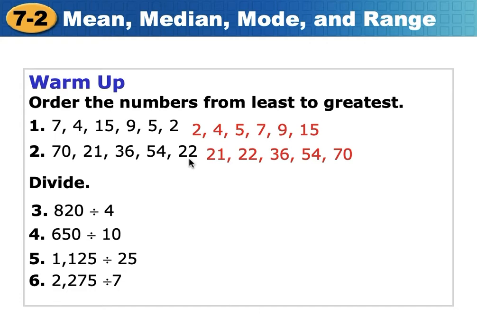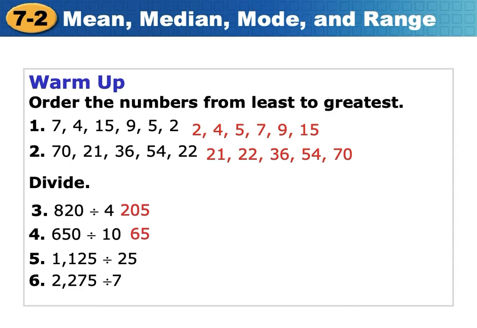Okay, now dividing numbers, you must know how to do your long division here. 820 divided by 4, what will be the answer? You see that we'll get this one as the answer. Right, we go to number 4, 650 divided by 10. If you divide this one by 10, you see that you get 65 as the answer.